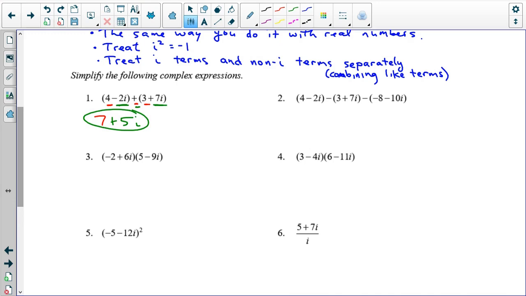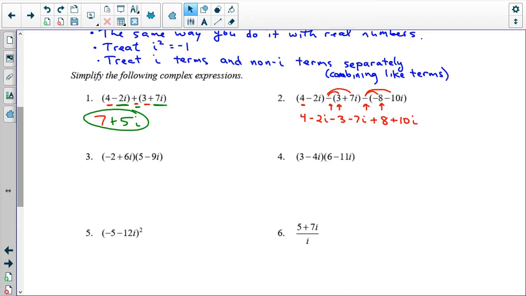Number 2, now I have 4 minus 2i plus 3 plus 7i, or I'm sorry, minus 3 plus 7i minus 8 minus 10i. So if I take a look at all of these things, 4 minus 3 minus negative 8. If I want, and it helps, then I can actually distribute these and treat it like it is a giant plus or minus problem without the parentheses. And that's probably what I'm going to do here, just to make this a little bit easier, because sometimes we forget to do such things.